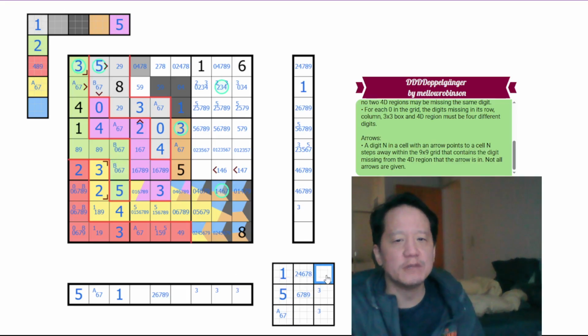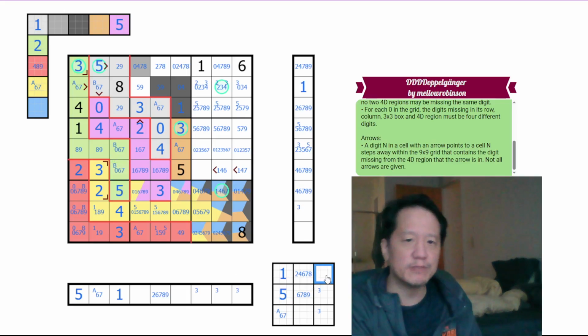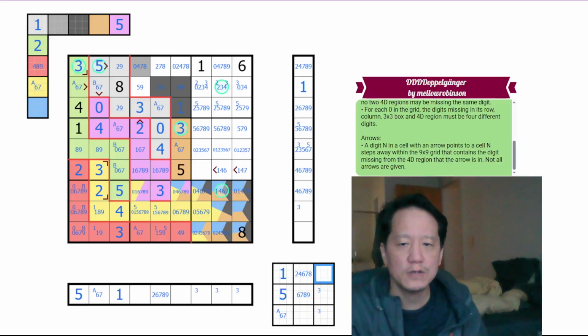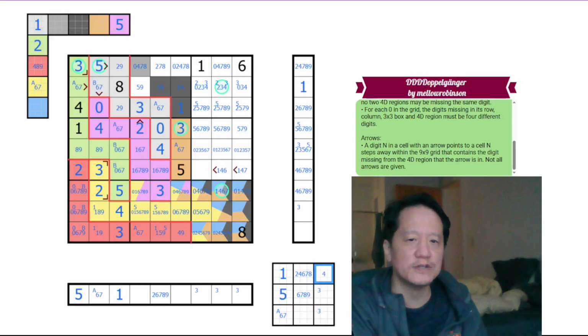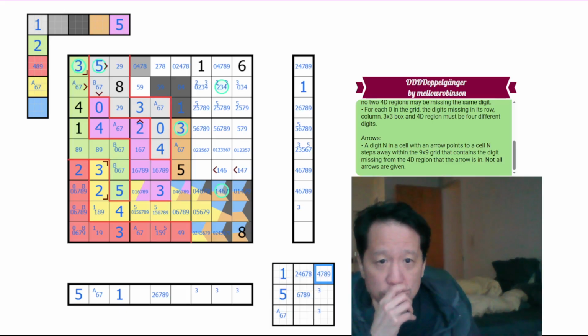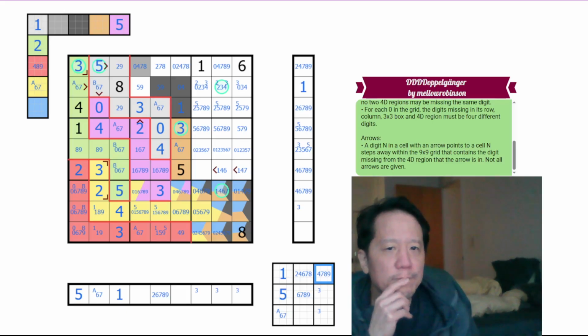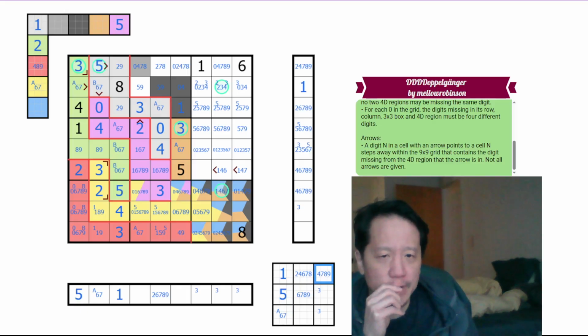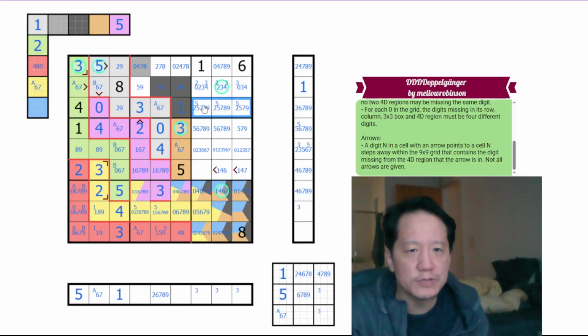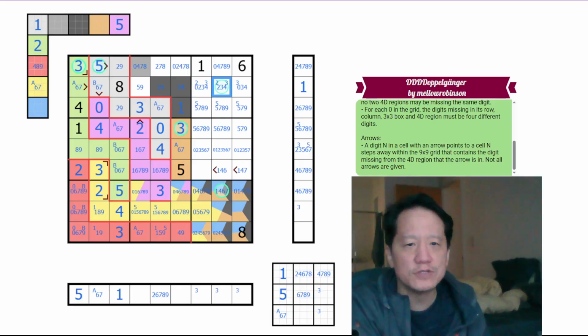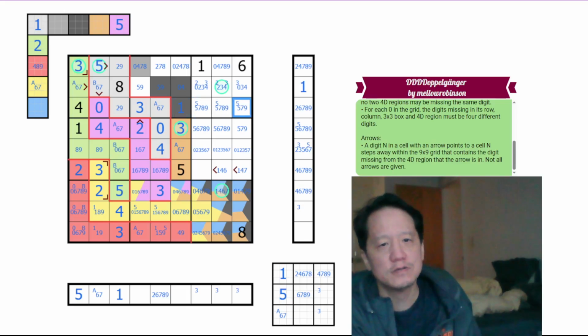So what are we missing in box 3? We can't be missing 2 or 3. It could be missing 4. No 6 is missing. No 5 is missing. It's 7, 8, or 9 as the other ones. This can't be 2 here, because 2 is guaranteed to be one of these 2 digits in box 3. That's interesting.